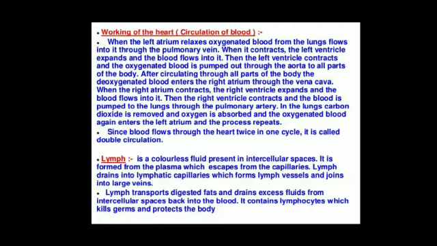In the lungs, carbon dioxide is removed and oxygen is absorbed, and the oxygenated blood again enters the left atrium and the process repeats. Since blood flows through the heart twice in one complete cycle, that's why we call it double circulation.